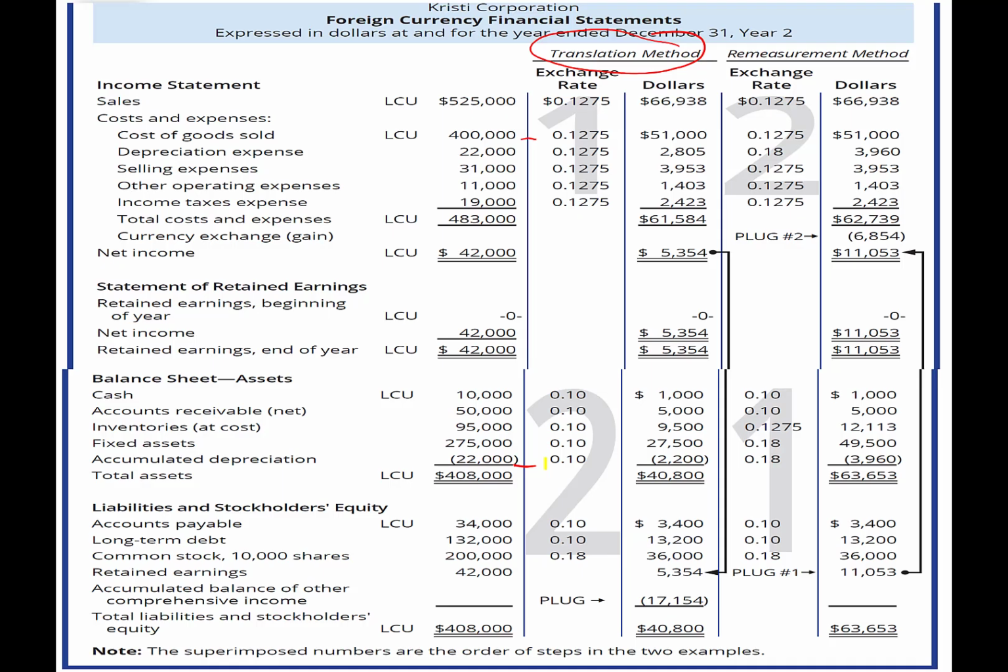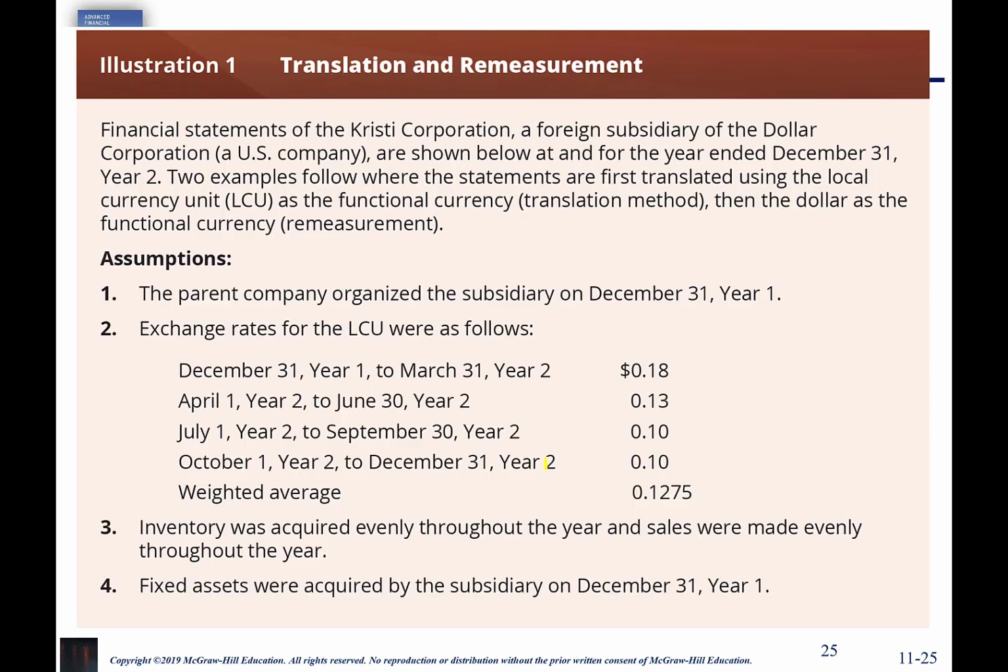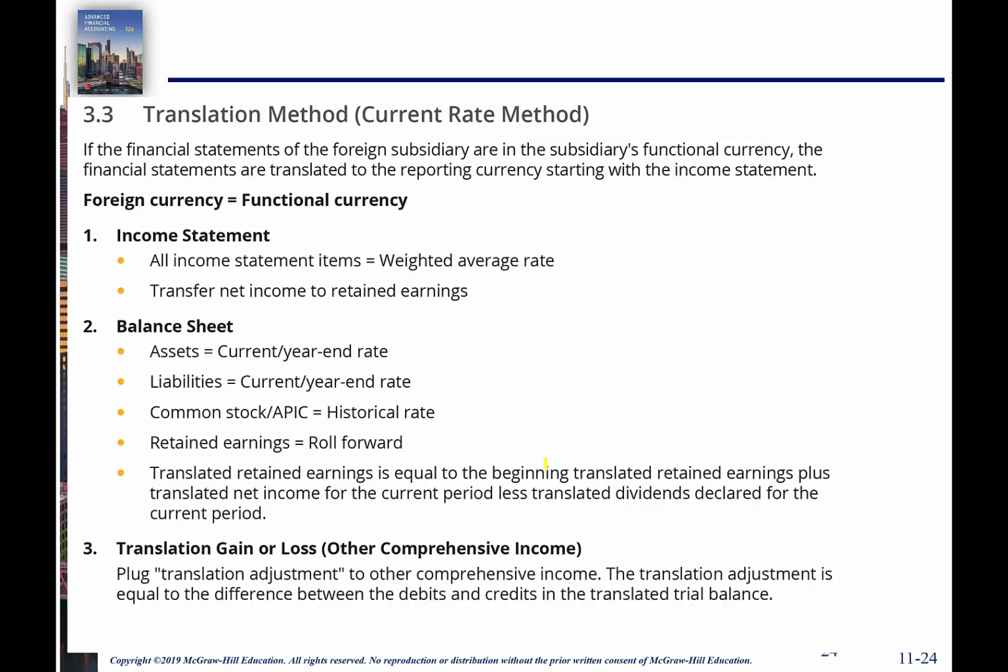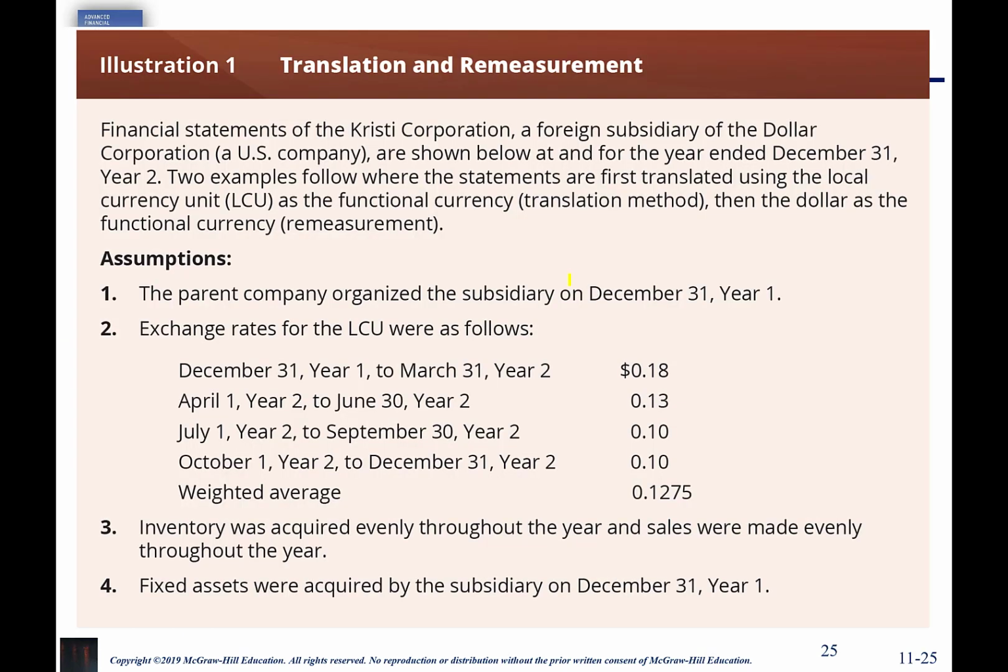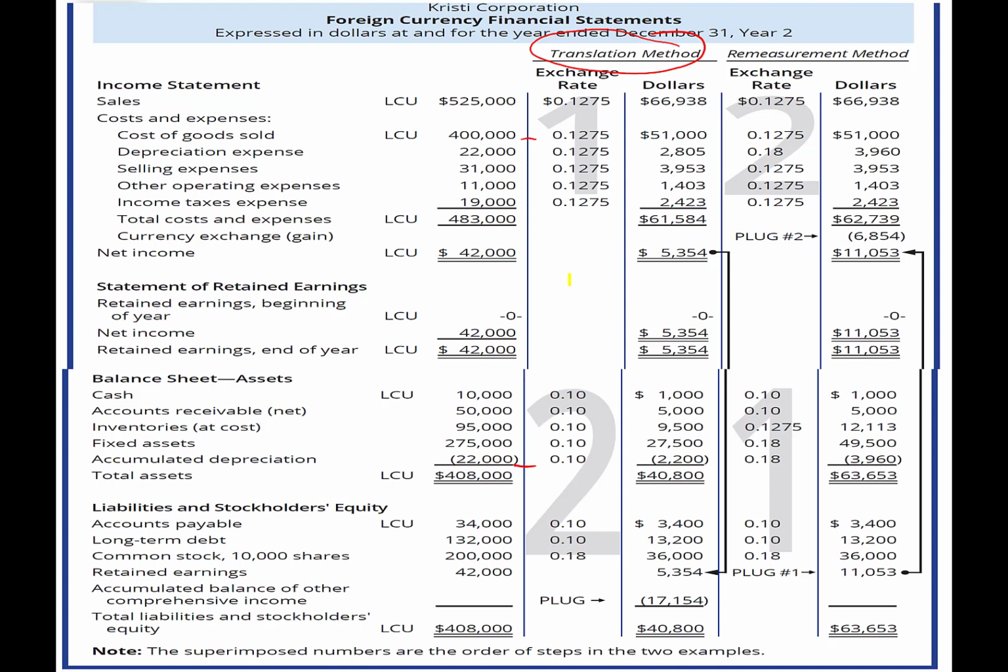You almost always use the current rates. Okay, so you use the current rates and the weighted average on the income statement for everything. We just assume that everything sort of happens evenly throughout the years. Okay, and so it's pretty easy to know how to use this translation method, or remember what rates to use. Use the weighted average, okay, for all of my income statement items.